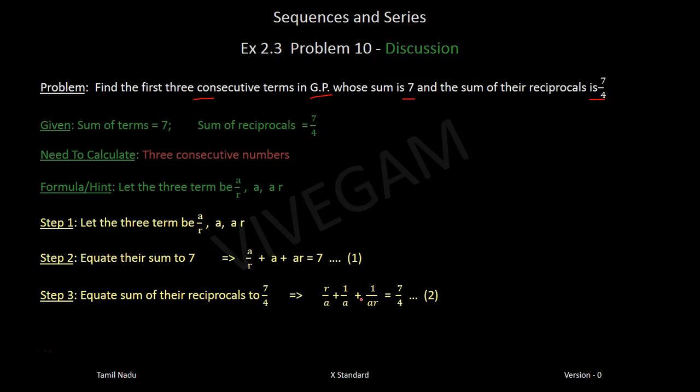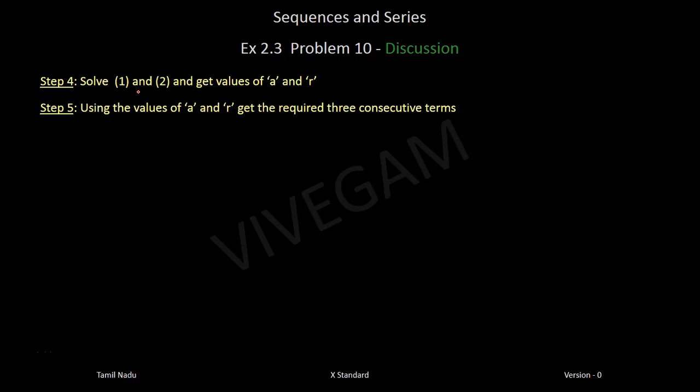Then all we need to do is just solve those two equations 1 and 2 and get the values of A and R. Once you get the values of A and R, you will be able to get the three consecutive numbers. You remember A and R, two unknowns, two equations, which means we will be able to solve it. It's more of a simplification problem, which I'll show to you right now.